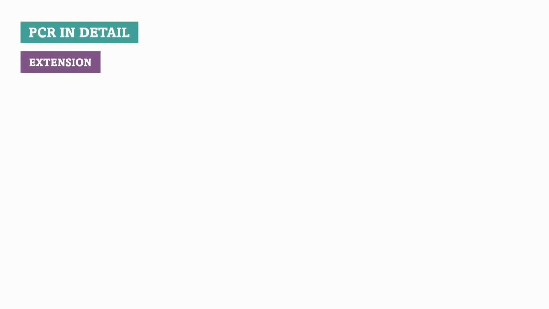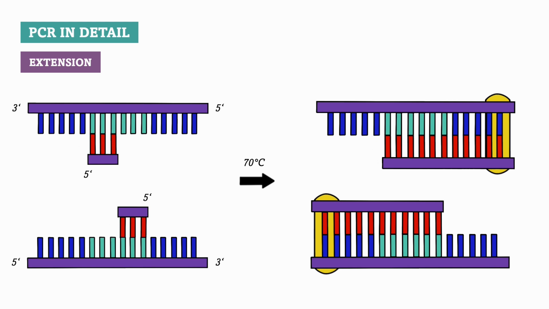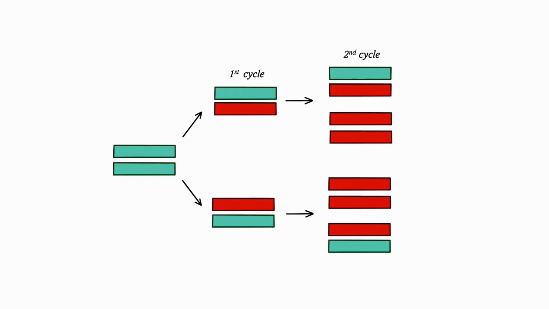And in the final step called extension, we again heat the mixture to about 70 degrees Celsius, and DNA polymerase synthesizes the new DNA strands in the 5' to 3' direction. This process is then repeated many times, resulting in a huge increase in the reaction product. So that was the reaction itself, and now let's take a look at how we can apply the technique.